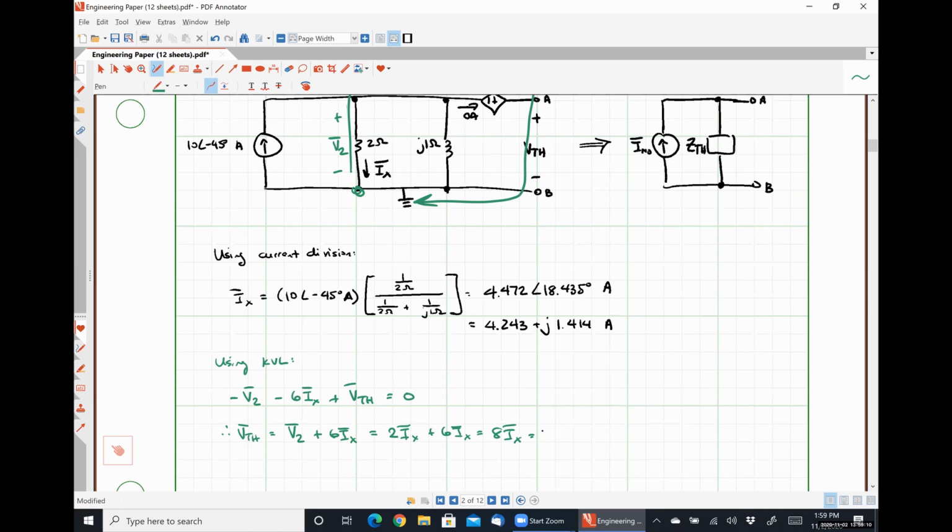So if I multiply my prior answer times 8, I get 35.777 angle 18.435 degrees volts, or in rectangular form, 33.941 plus j11.314 volts. So I figured out what Thevenin is.